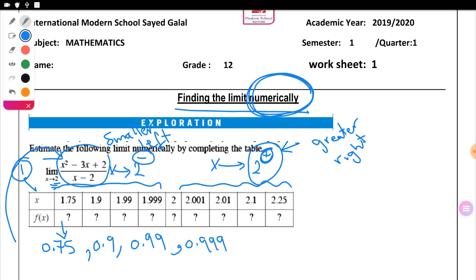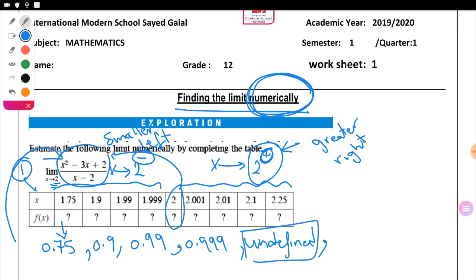0.999. If you replace x by 2 in this function, you will find the function undefined, and your calculator will give you what? Math error. Math error. Math error, it means the function is undefined at this value. And it is very important to know this one.